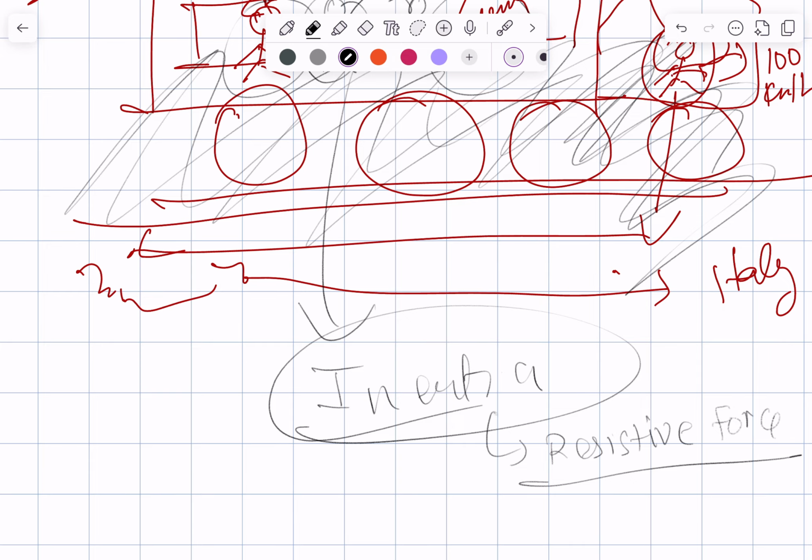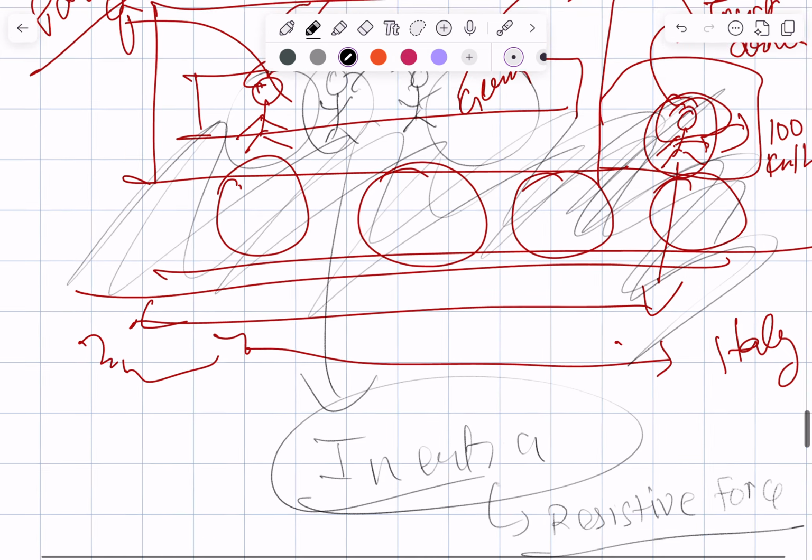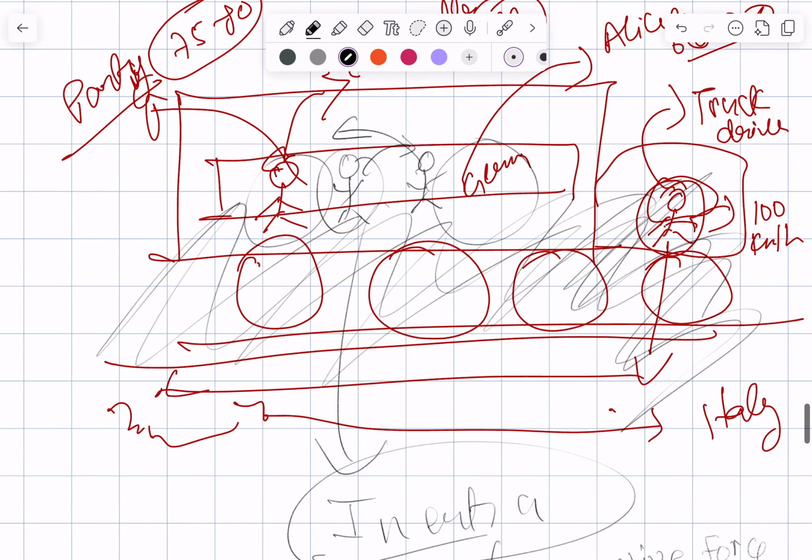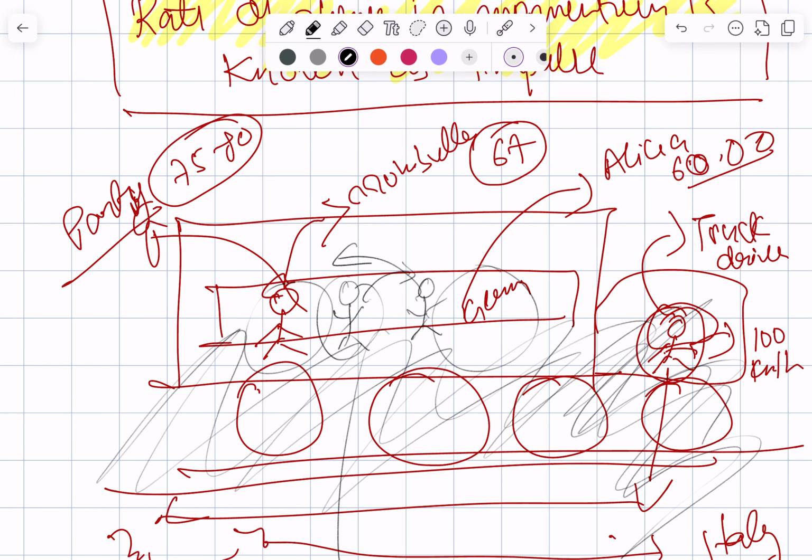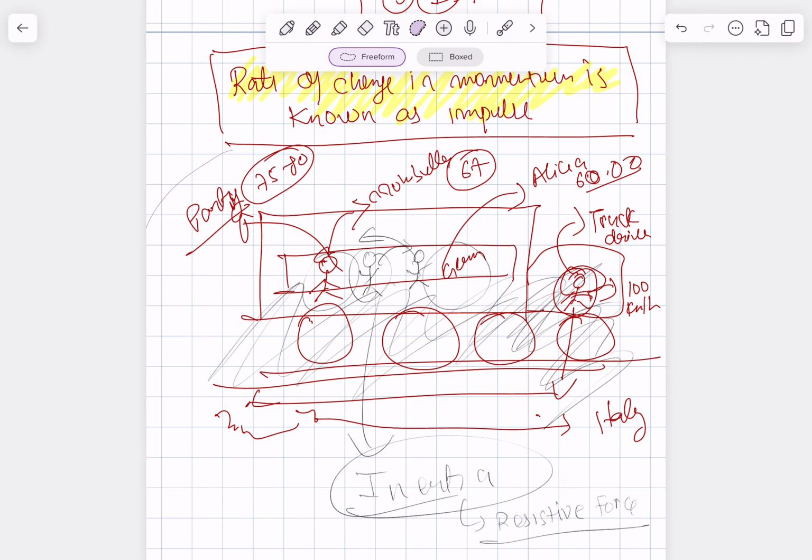Make sense to everyone? Come on, I gave such a beautiful example of two beautiful people. No, you didn't understand? Anyways, don't take it seriously, okay? You have to score 90 in this, not 75 to 80.